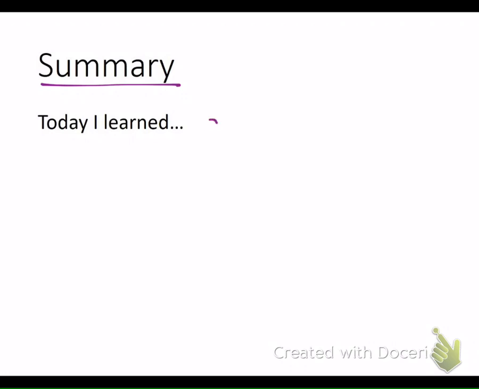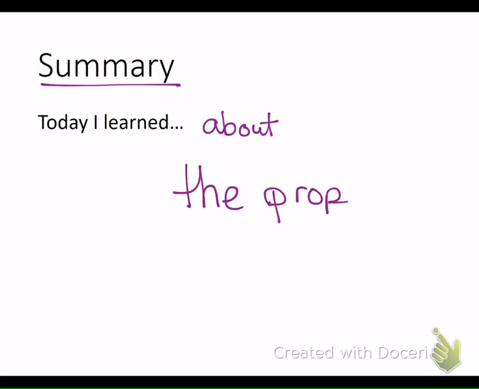Today I learned about what did we talk about today? The properties. Good. I guess you could cut out the word the. Today you learned about properties or the properties of algebra.